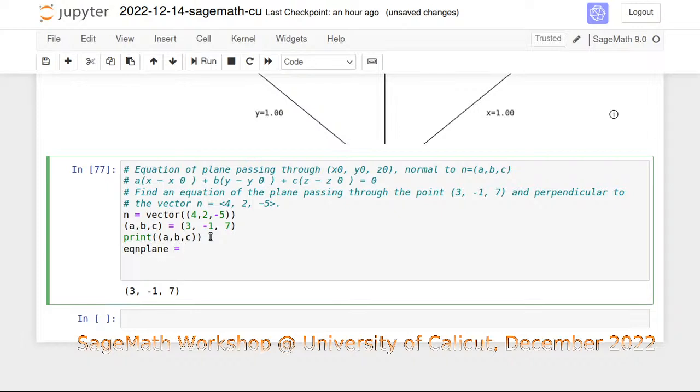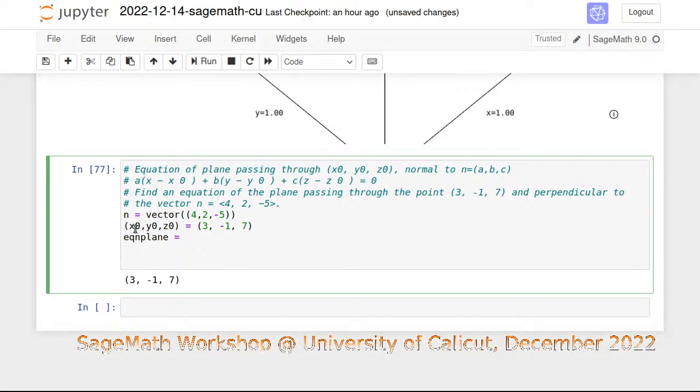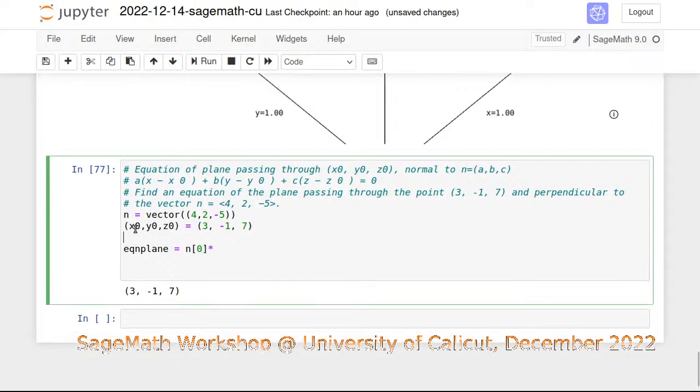The equation of the plane is a into x minus x naught, and so on. Passing through the point, sorry, N is actually ABC, not, oh, that's a mistake, x naught. N is actually ABC, y naught, z naught. So the equation of the plane is n dot (x minus x naught), which is 0. So we need to define x, y, z as variables.